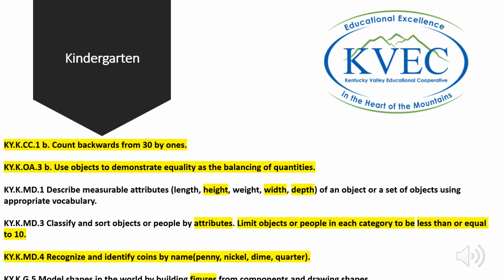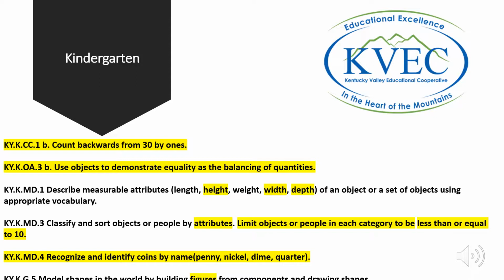Let's begin with kindergarten. The first update in the standards is within the counting and cardinality domain. CC.1 involves the inclusion to not only count forwards to 100 by ones, but to also count backwards from 30 by ones. When working on this standard, teachers need to require the students to count backwards from various starting points within the range of 0 to 30.